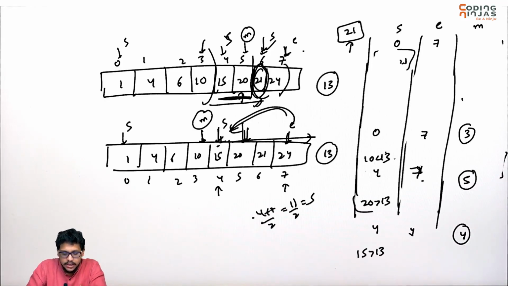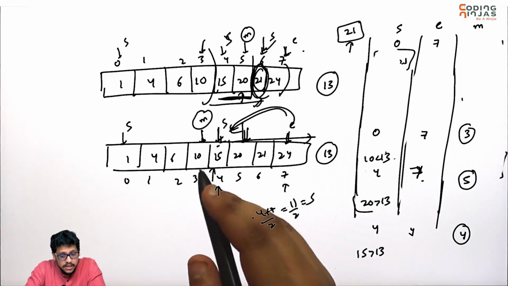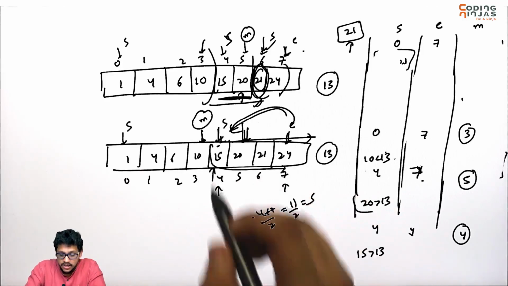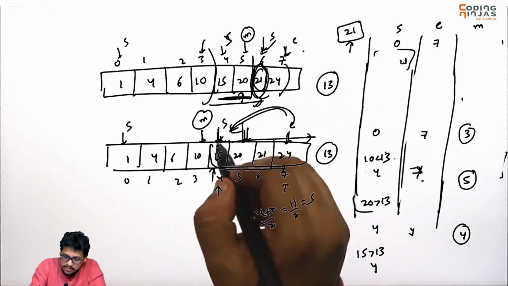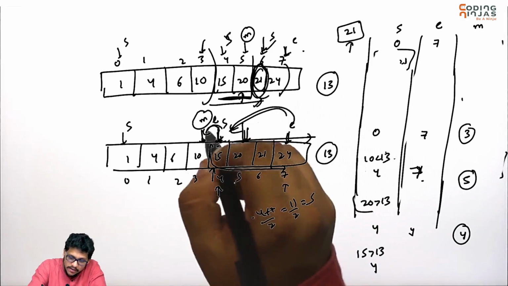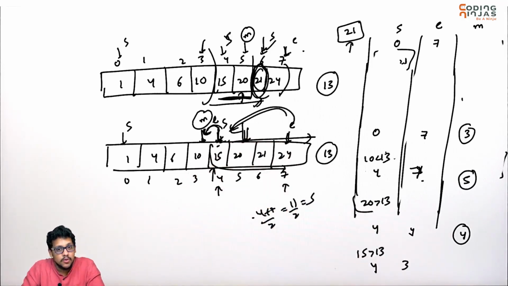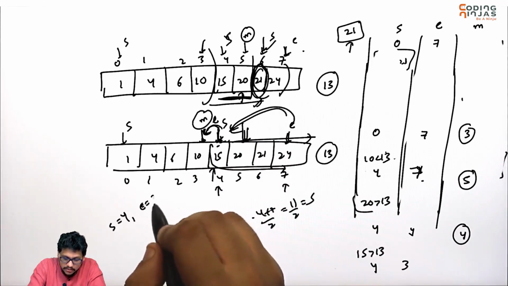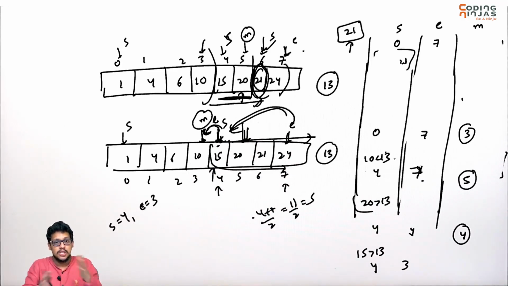15 is greater than 13. Since it is greater than 13, that means you have to ignore the right hand part. That means your start will still remain the same, but your end will move to mid minus 1. So end will move one step, to 3. That means start is 4, end has become 3. Start and end have crossed each other. You keep on iterating and they have crossed each other now.